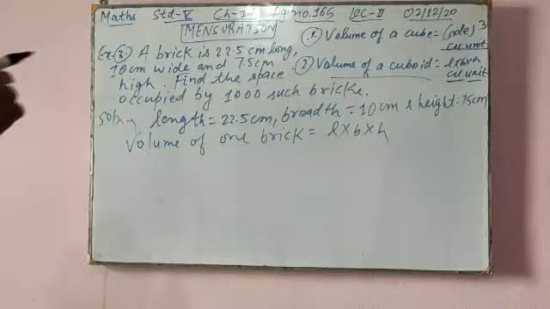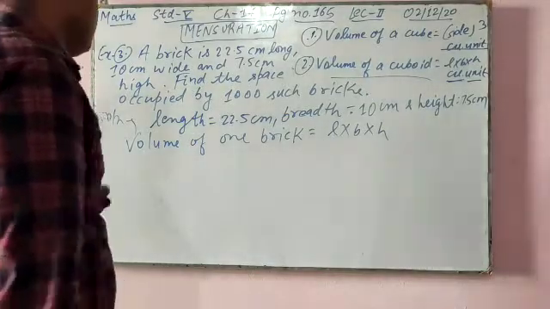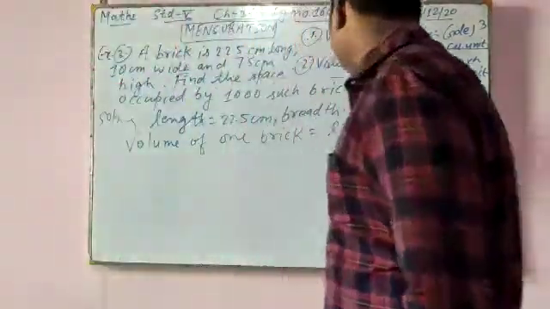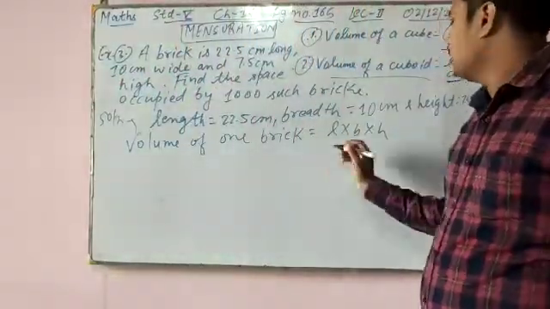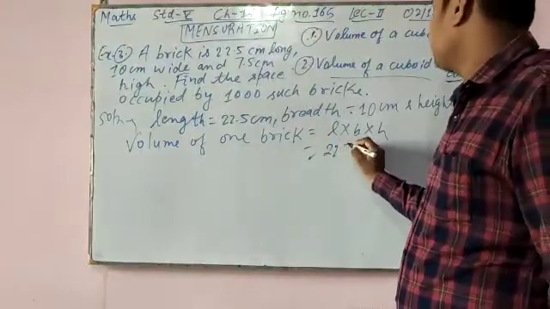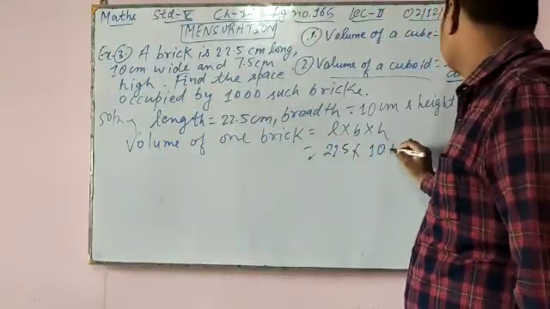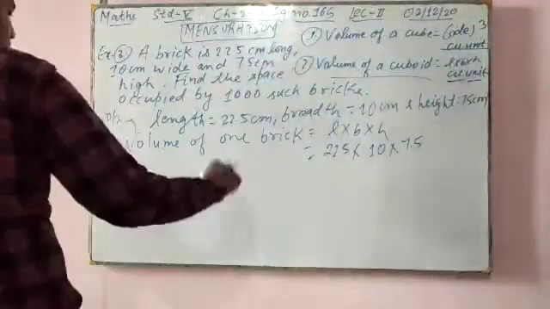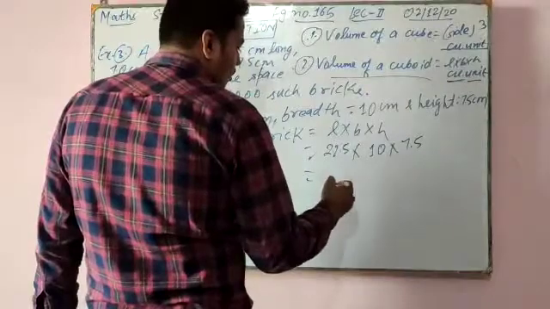So now coming to lesson number 2. In lecture 1, I told you that I will continue this question only. So we know length, breadth, and height. Now we have to find volume. Length is given 22.5 centimeter, breadth is given 10 centimeter, height is given 7.5 centimeter. So first we have to find this volume.